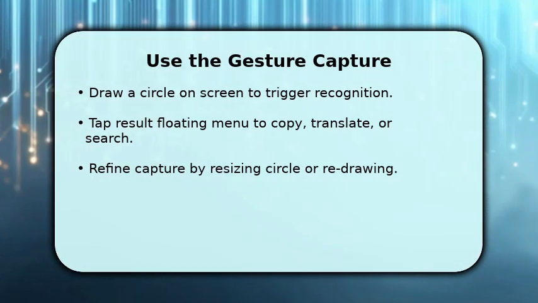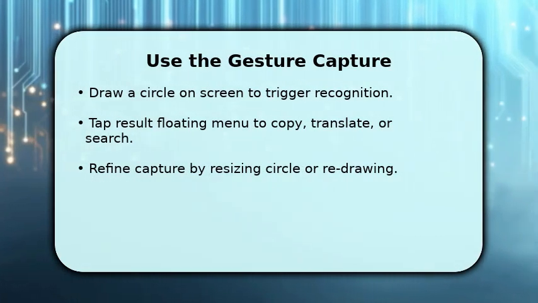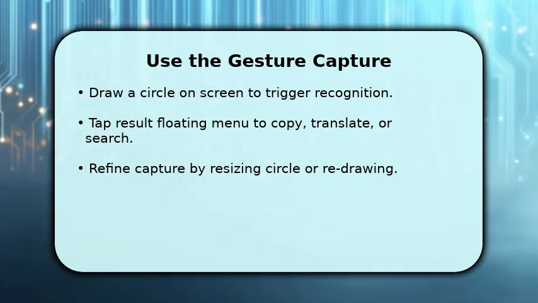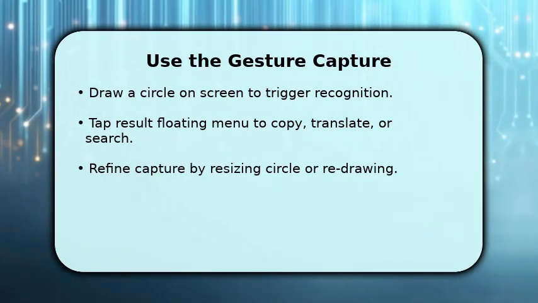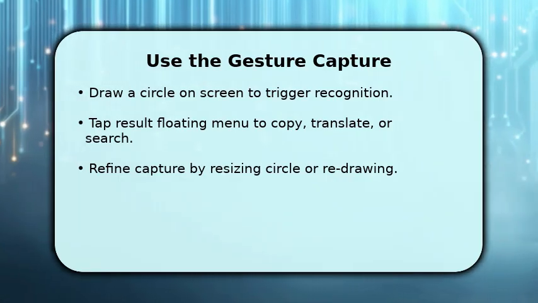You'll use a single gesture. Draw a circle around the area you want to search. Draw firmly but fluidly. Quick flicks can miss text, then pause. The engine will analyze the capture.